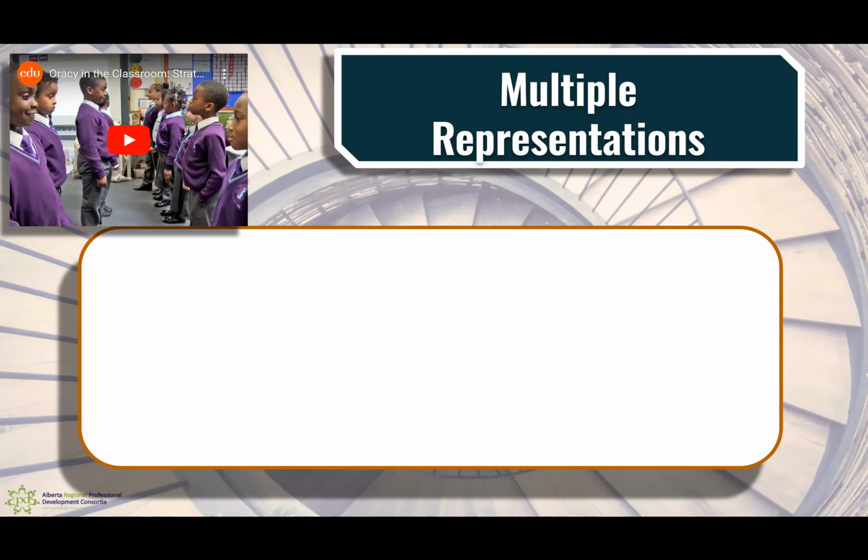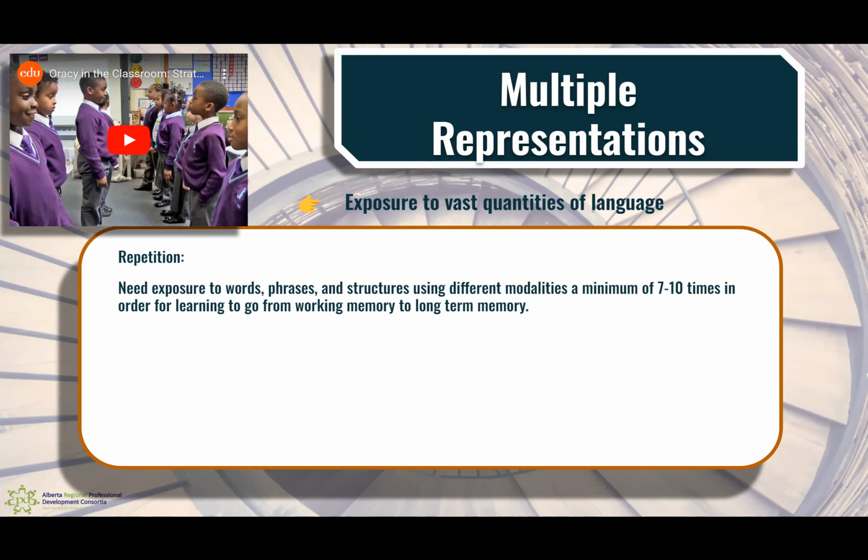Multiple representations can happen through a variety of ways, and they tie into the ideal conditions for language learning: having those exposures to vast quantities of language, and through repetition. So we need exposure to those words, phrases, and structures using different modalities, a minimum of 7 to 10 times in order to go from working memory to long-term memory. But okay, we did it 7 to 10 times over these couple of days, that may help, but then we're constantly coming back to those ideas.